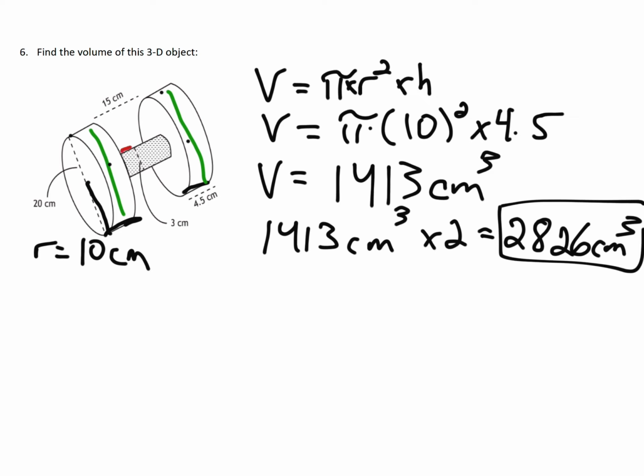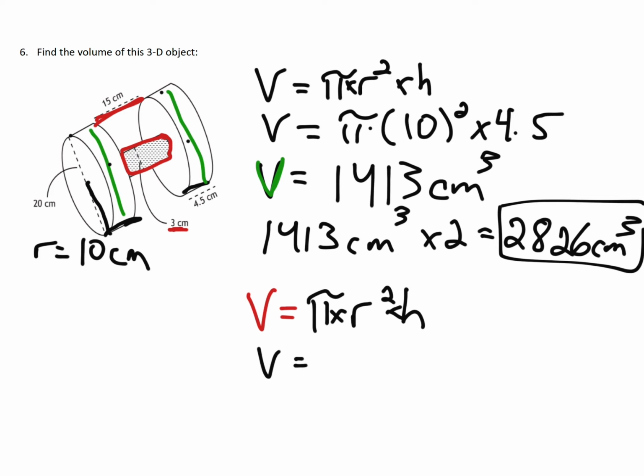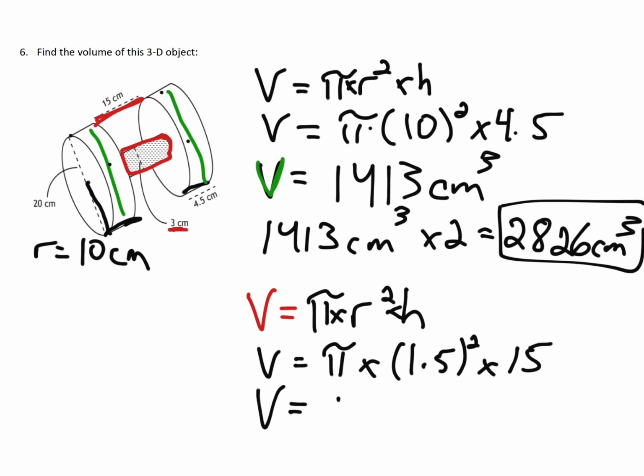And now we just need to find the volume of this other cylinder that I'm marking in red. So the height for that one will be 15. The diameter is 3, so half of 3 will give you the radius, 1.5. I'll mark this one green, and I'll mark the other volume red. So same formula, 3.14 times 1.5 squared times the height, which is 15. So it came out to 105.98 centimeters cubed.